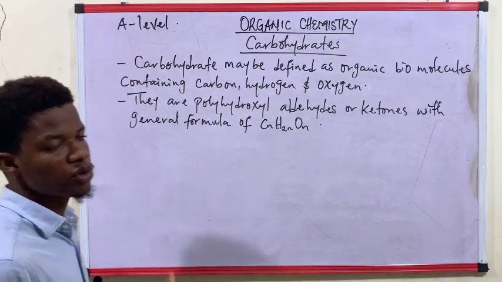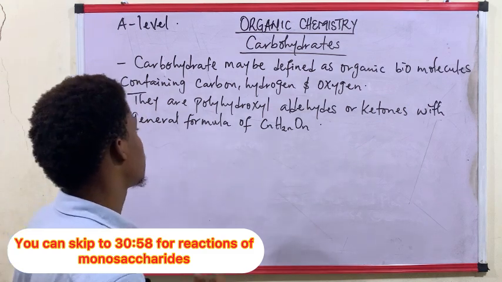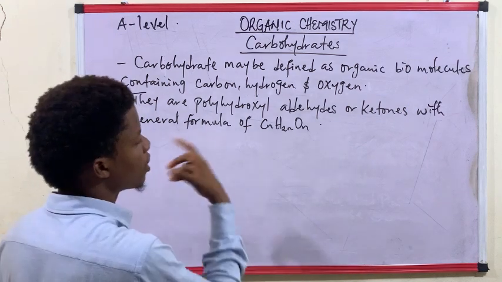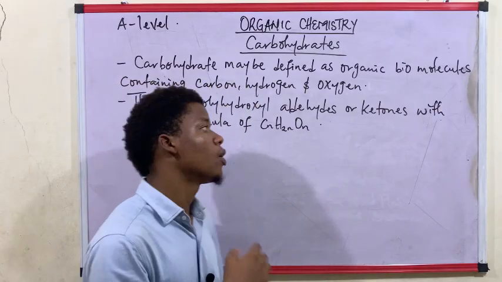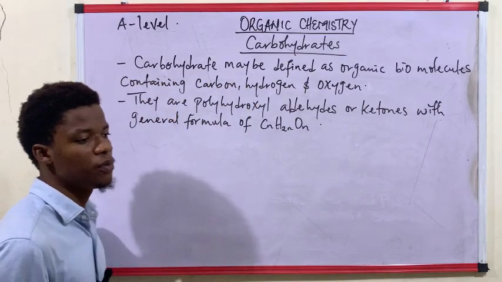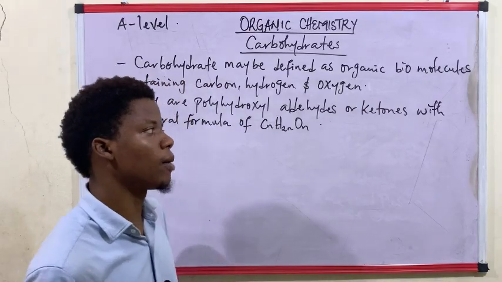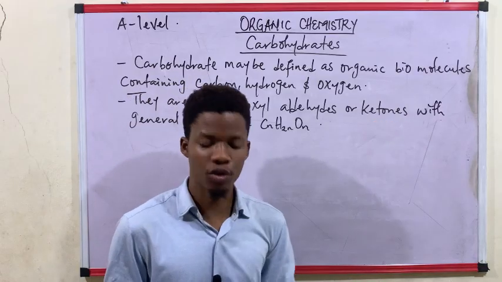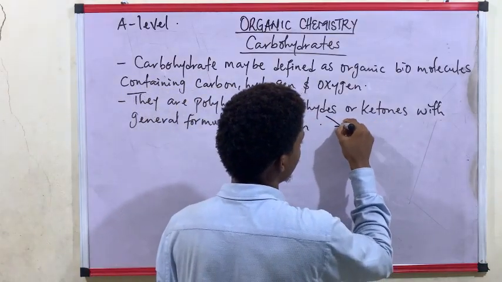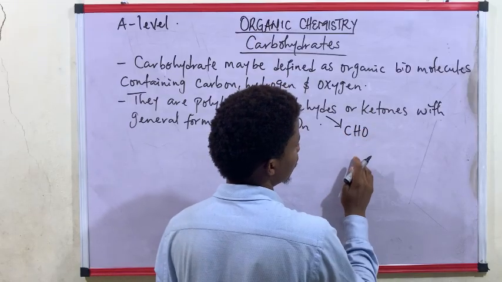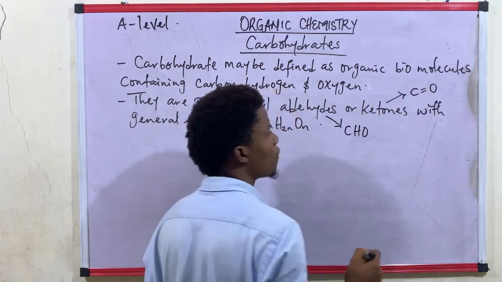Another way we can also define carbohydrates is that they are polyhydroxyaldehydes or ketones. It therefore means that you have some carbohydrates that have the aldehyde functional group, and some carbohydrates that have the ketone functional group. Please don't forget, when we're talking about the aldehyde functional group, we're referring to the CHO functional group. And when we're talking about ketones, we're referring to the C double bond O functional group.